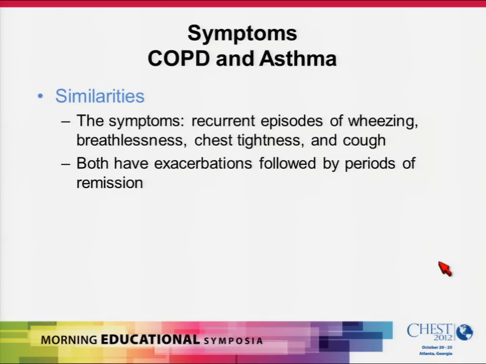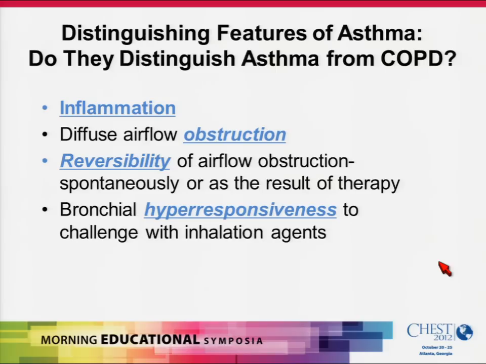Well, it talks about symptoms. We recognize that the symptoms of recurrent wheezing, breathlessness, chest tightness, and cough with exacerbations are really similar to both. So we're not on clinical grounds going to make this easy differentiation. But what about these three distinguishing features? Let's discuss them. Inflammation, airflow obstruction, reversibility of the airflow obstruction, and bronchial hyperresponsiveness. From the definition, these should be fairly specific to asthma.